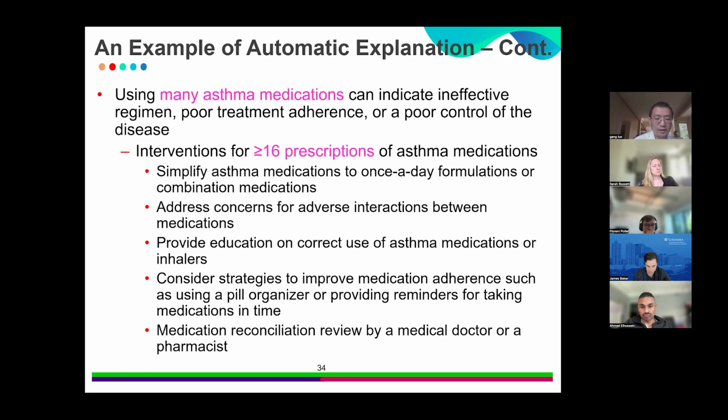The third one is to provide patient education on correct use of asthma medications or inhalers. The fourth one is to consider strategies to improve medication adherence, such as using a pill organizer or providing reminders for taking medications in time. The fifth one is to do a medication reconciliation review by a medical doctor or a pharmacist.